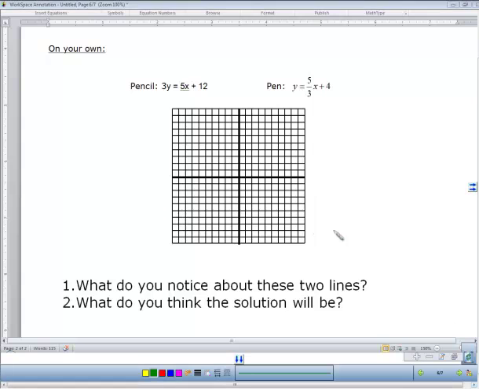I want you to try to do this one on your own. You will need to make one little change for that one, and then this one is already in slope-intercept form. It's already ready to go for you to graph, and then I want you to answer these two questions. What do you think the solution will be? It's okay if you don't know the correct answer for the solution, that's fine. I want you to come to class with what you think the solution will be and what you notice about the two lines. So answer these two questions about the graph. It doesn't have to be perfect. I just want you to bring your thoughts and your observations with you to class.